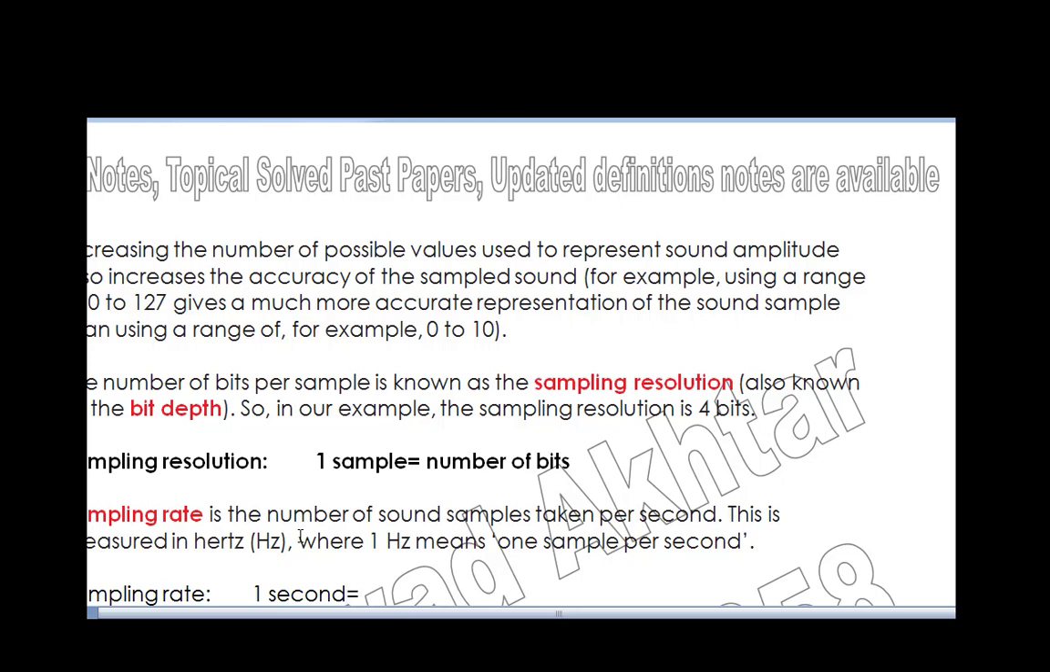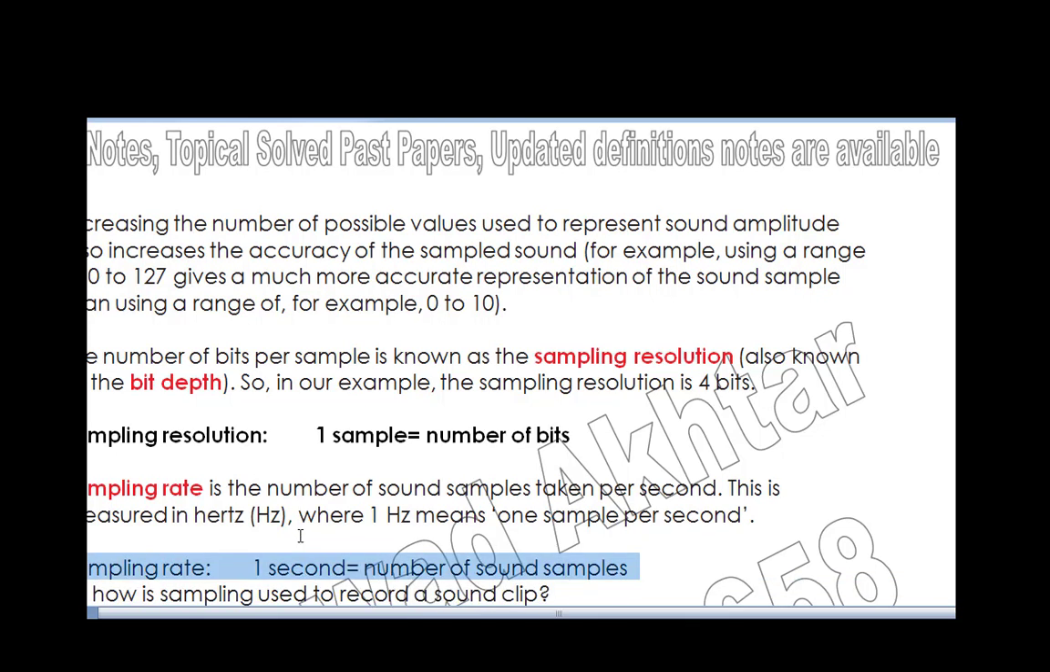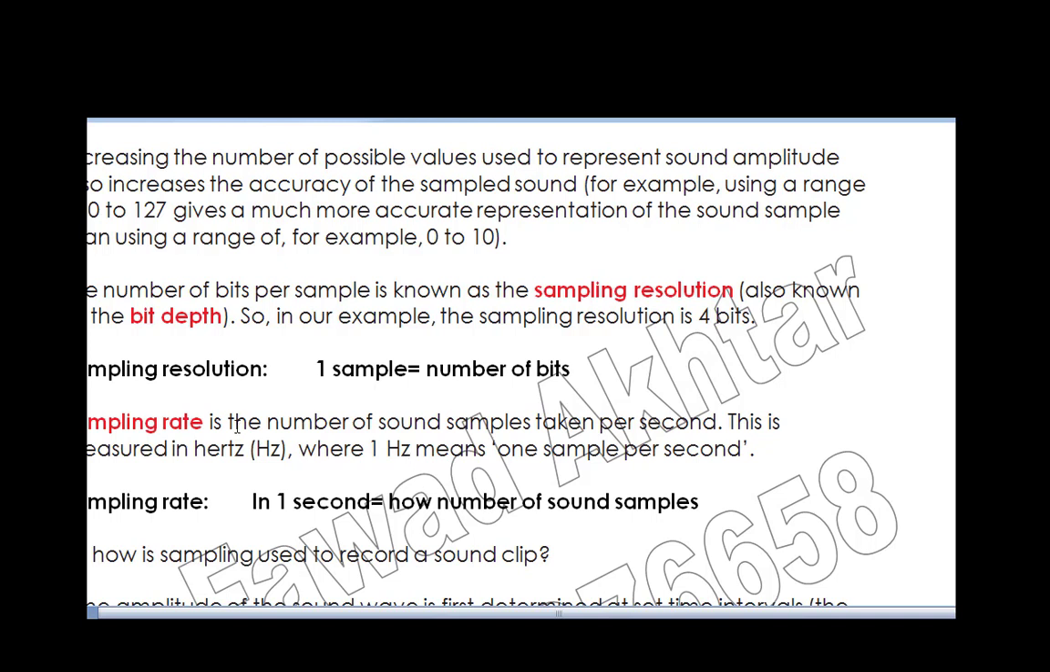How do we get the number of sound samples? How can we understand this formula? Sampling rate: what is the sampling rate? It is how many sound samples we get in 1 second. Let me explain it in more detail. In 1 second, how many sound samples do we get? It is called the sampling rate.